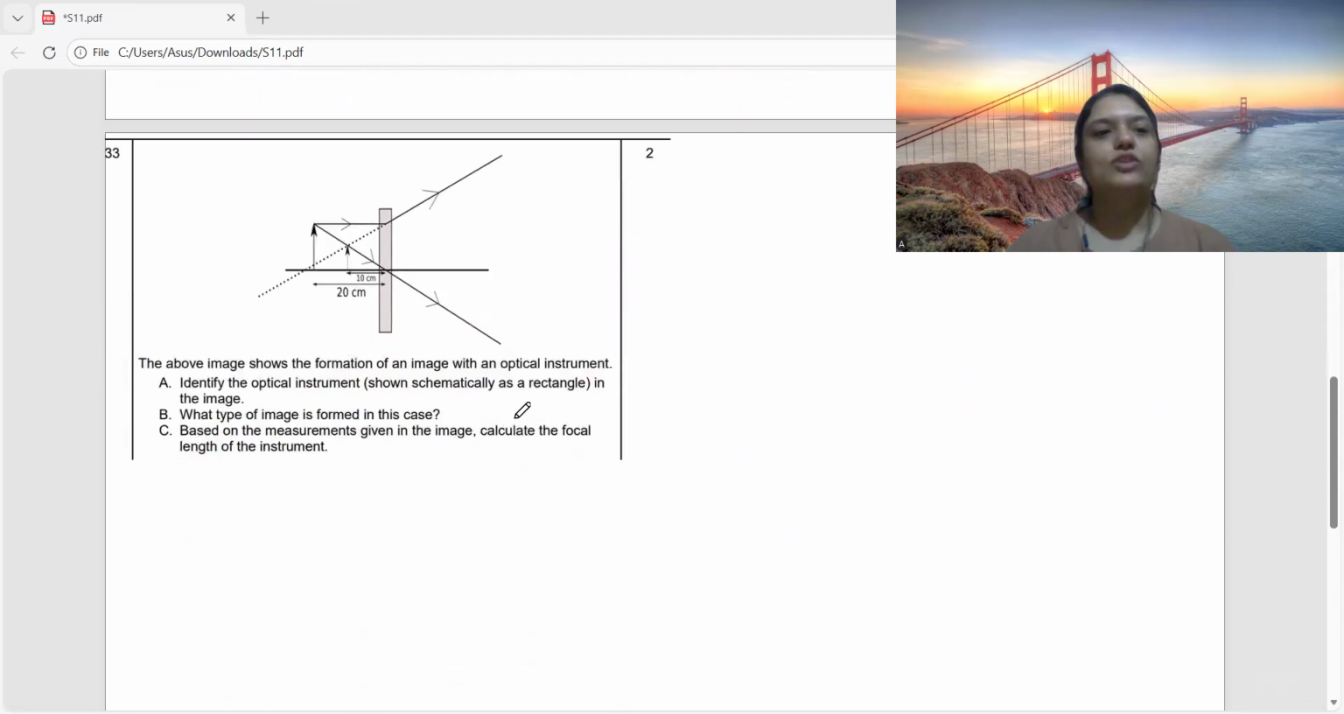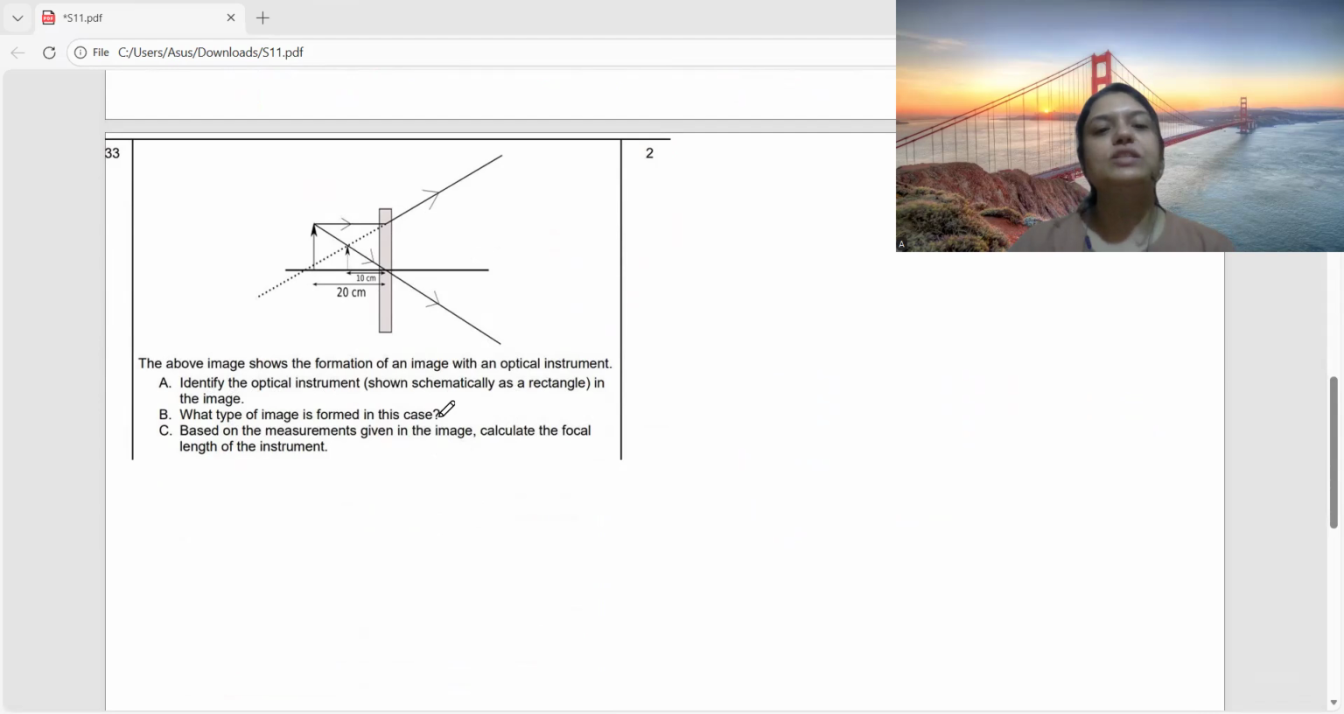Let's go to the next question. Question number 33, which is 2 marks because it's mentioned here. The above image shows the formation of an image with an optical instrument. So this is the rectangle, which is schematically given, right? Identify the optical instrument given in the image.